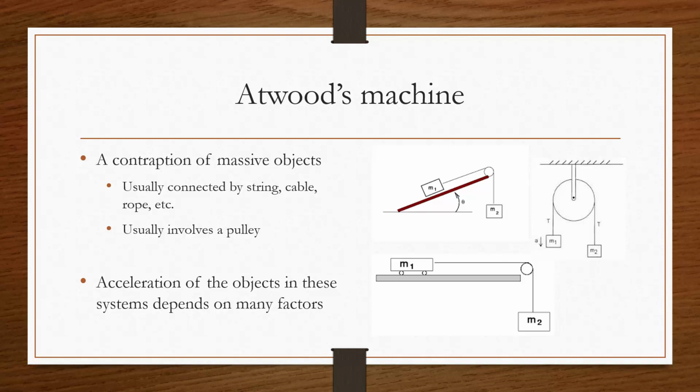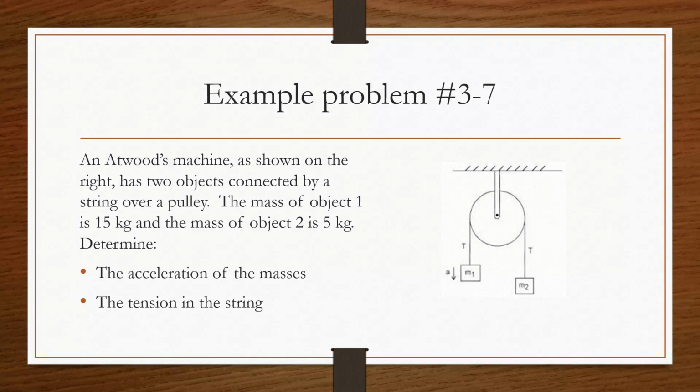It almost always involves a pulley of some kind. And the thing to point out is the acceleration of these objects depends on many different factors. The first of which being what are the masses of the objects. The second being how are the objects oriented with one another. The third, is there any friction acting on any of the objects? Is there any friction in the wheel?